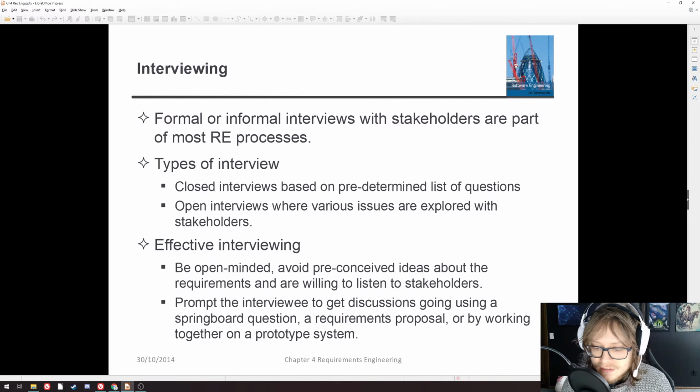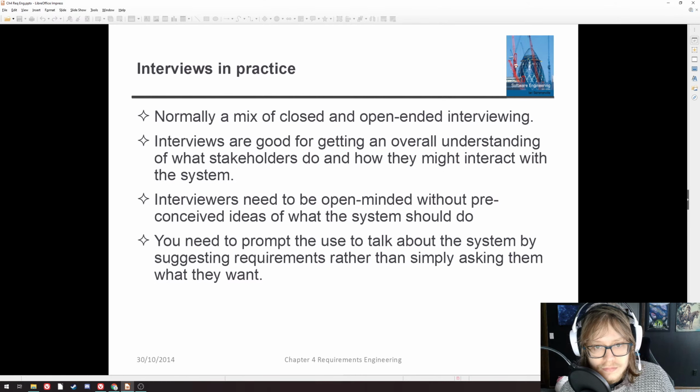And as this is an iterative process, once you get further along, once you have a prototype that you can actually show them, instead of both of you having to work on your imagination, it's going to be a lot easier to get more information out of your stakeholders. So in practice, there's some closed and open-ended questions in any interview, or a mix of closed and open-ended interviews with different people. Interviews are good for getting an overall understanding, not particularly for getting into too many of the specifics. You've got to be open-minded again, and you want to prompt the user by suggesting things that you're going to put in.